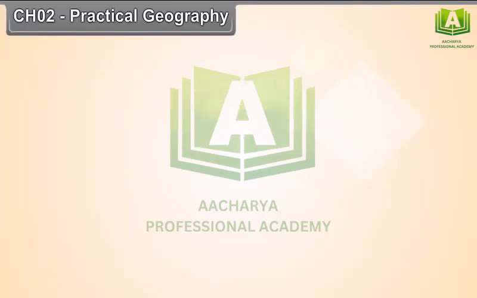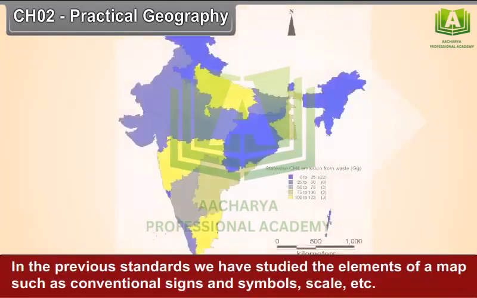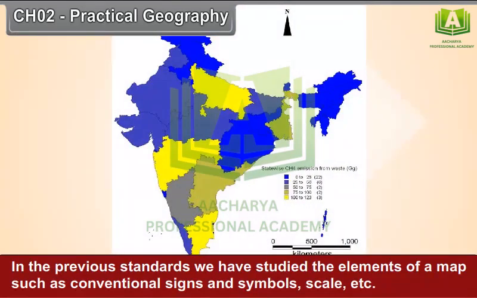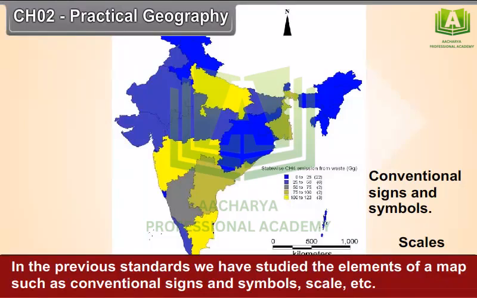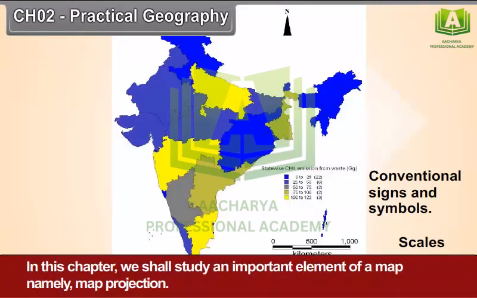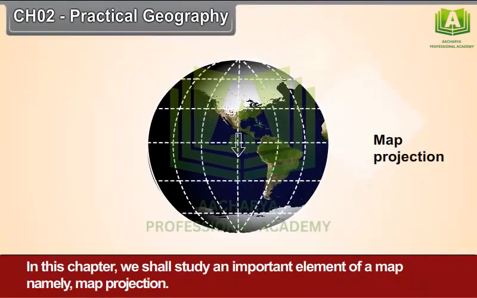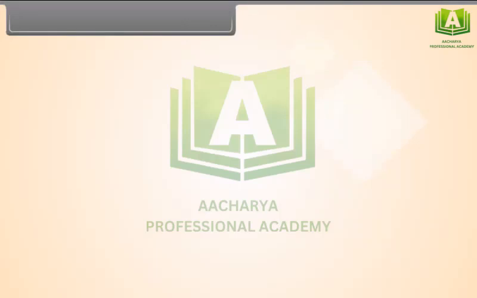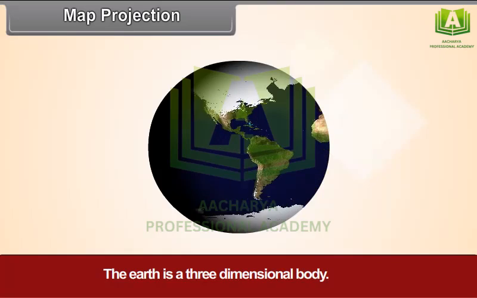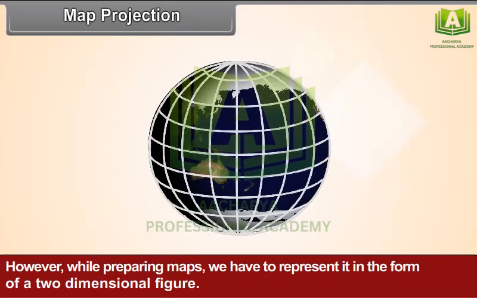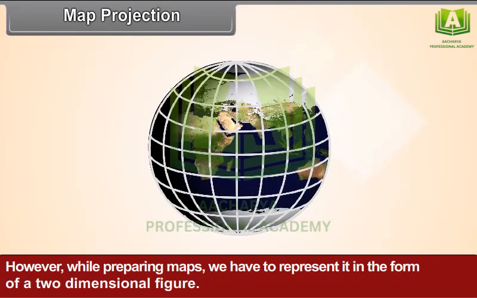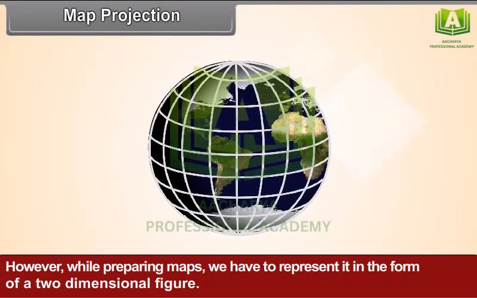Chapter 2, Practical Geography. In the previous standards, we have studied the elements of a map such as conventional signs and symbols, scale, etc. In this chapter, we shall study an important element of a map, namely map projection. Map projection. The Earth is a three-dimensional body. However, while preparing maps, we have to represent it in the form of a two-dimensional figure.